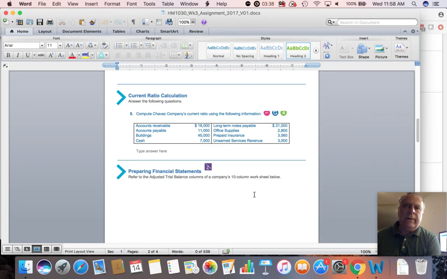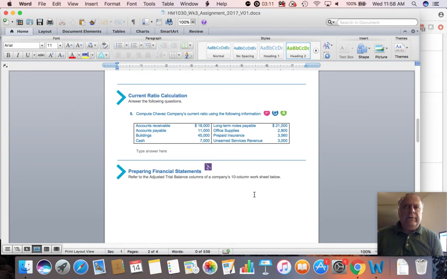For example, number 5 has you computing the current ratio using the following information. So you should find the definition of current ratio in your textbook, write the definition down. You'll see that it's current assets divided by current liabilities. And so then what you need to understand is exactly what are current assets and current liabilities.